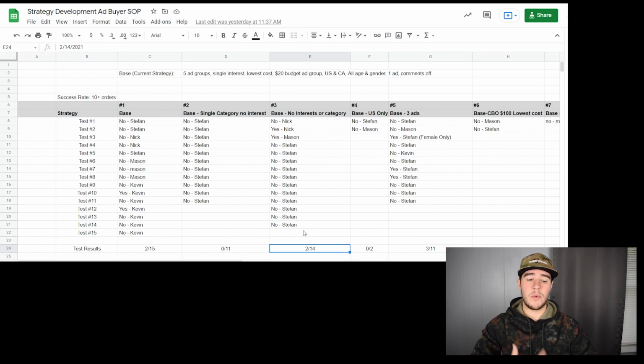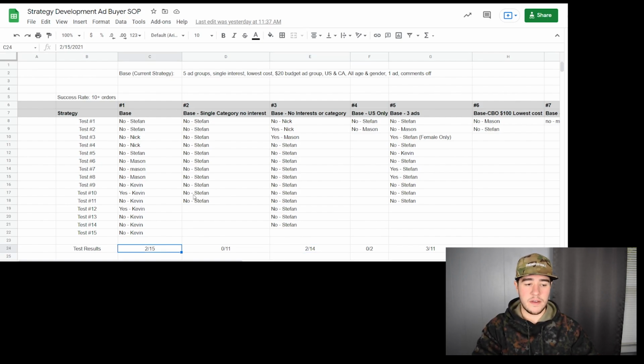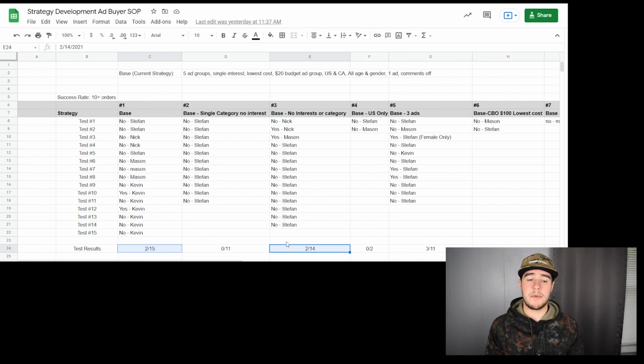But that's why when I answer these questions that you guys give me, I'm coming from the situation of data, right? Like I have this stuff written down. You can see right here that the base strategy with interest is 2 out of 15, and the no interest, no categories is 2 out of 15. Or 2 out of 14, basically the same. So currently, with our current understanding of TikTok ads, it doesn't really make that big of a difference between doing interest and no interest.